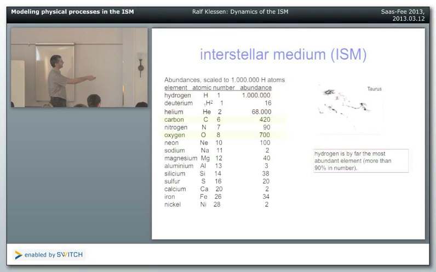As you can clearly see, it's dominated by the stuff that was also created in the Big Bang, in Big Bang nucleosynthesis. Hydrogen, this is all normalized to 1 million hydrogen atoms. Then for a long time there is nothing. There come something like 70,000 helium atoms, and again there are 2 orders of magnitude of nothing. Then comes carbon and oxygen and a whole bunch of other stuff. And this is the stuff that is bred by nucleosynthesis in stars.